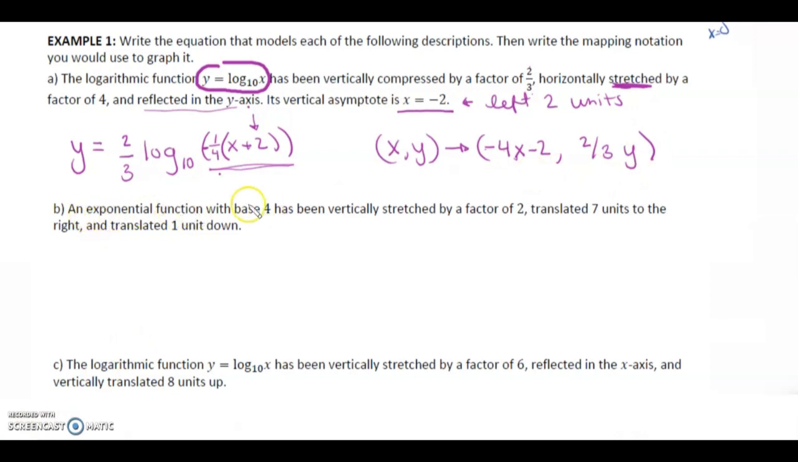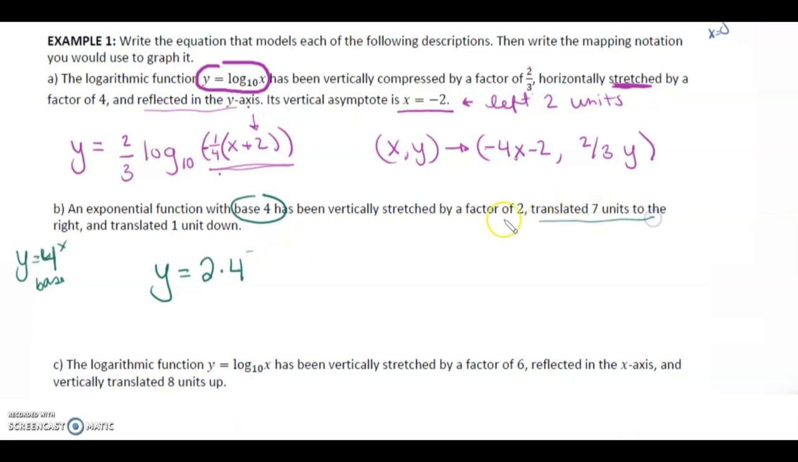Now an exponential function with a base of 4. When I think this, I think of the exponential function y equals 4 to the x. And remember, this 4, because it's the base, is not a transformation. It doesn't affect the transformations. It is already taken into account in the original. It has been vertically stretched by a factor of 2, so 2 times 4 to some exponent.